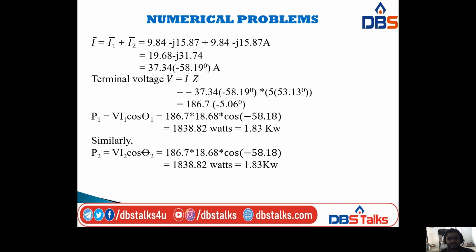So 1.83, and similarly P2 is equal to V into I2 cos phi 2. So V value is 196.7 into 18.68. Actually this 18.68 is the polar form of 9.84 minus J15.87. After converting this into polar form, we have 18.68 at an angle of minus 58.18. So in this one, phi 2 value is minus 58.18, and we have 188.82 watts, that is the P2, which is equal to 1.83 kilowatts. This is the power values. This is the solution for problem number 2.